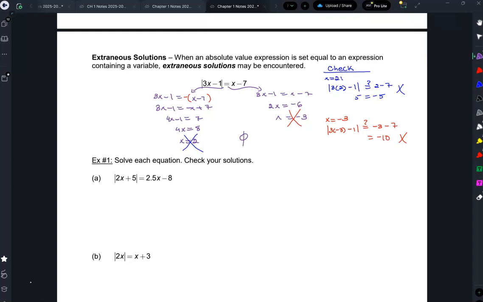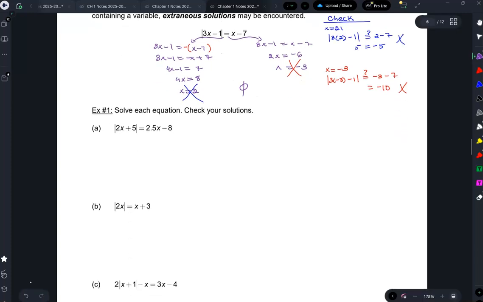You can have both of them work. You can have one of them work. You can have none of them work. Okay, let's do this one. Do you plug it back in when you have a variable outside? Yes, when you have a variable inside and outside.